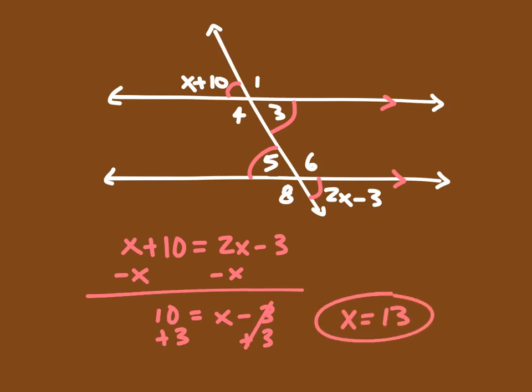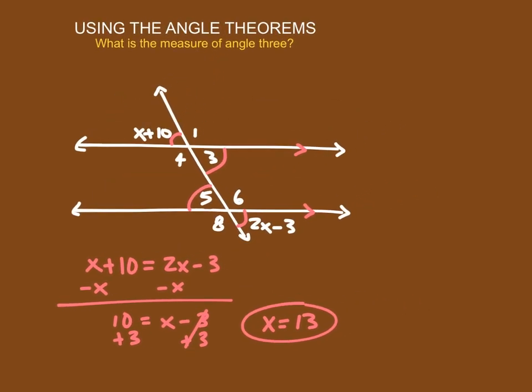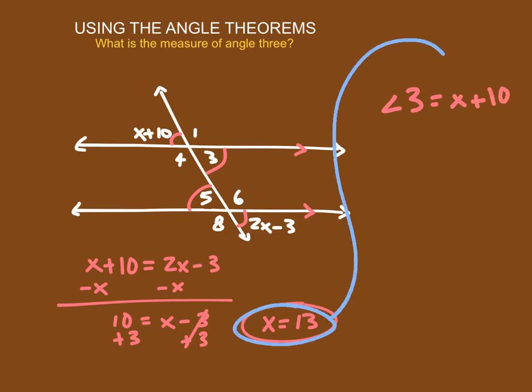Okay, so from here, we know that x is 13, but angle 3, we don't know what that is. So we could plug x back into either one of these because they're going to be congruent to angle 3. What I would do is I would plug it into this equation here, all right? And I would say that angle 3, since they're congruent, we can call angle 3 x plus 10. So if I substitute x equals 13 into this, then we get that angle 3 is equal to 13 plus 10. And so angle 3 then is equal to 23 degrees, and that's our answer, okay?